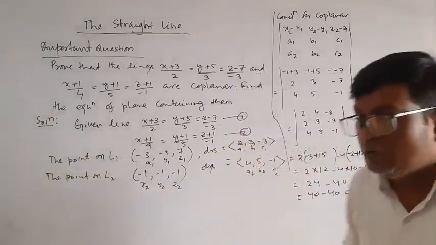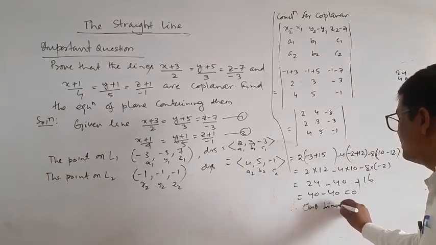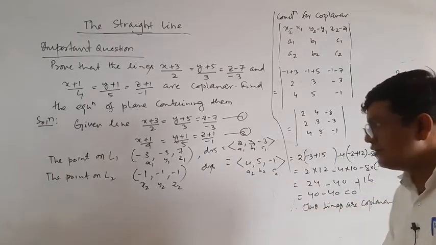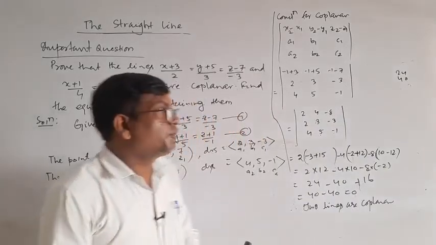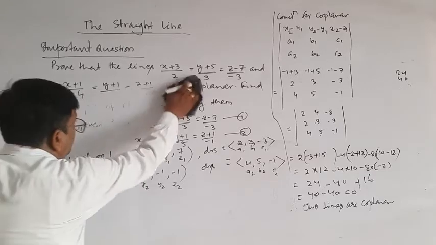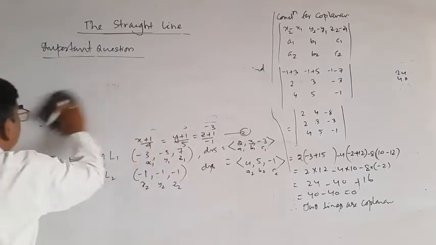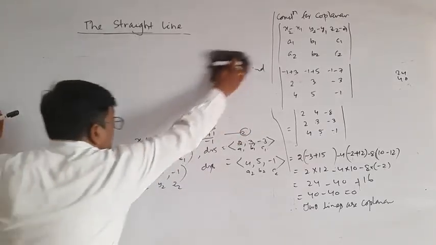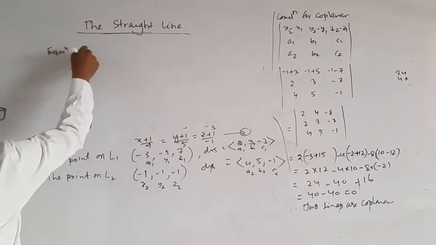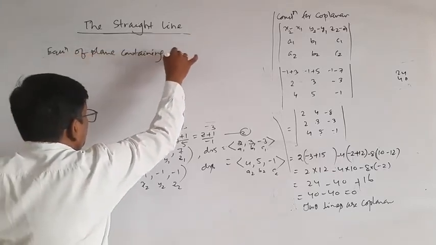Therefore two lines are coplanar. Now we have to find the equation of the plane containing them. Equation of the plane containing two lines.